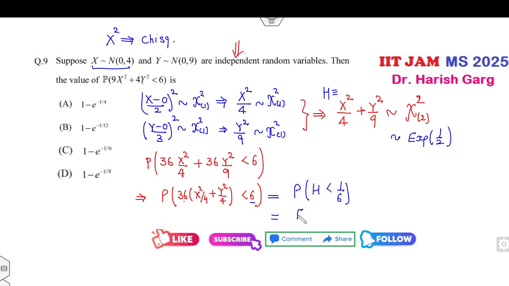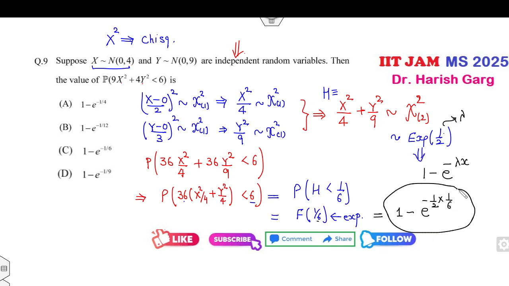This is basically the CDF at 1 by 6 of the exponential case. So what is the CDF of the exponential distribution? CDF of the exponential distribution is 1 minus e raised to power minus lambda x, where lambda is my half. So the answer is e to the power lambda is half, x is my 1 by 6. So that is the right answer of this problem. So B is my correct answer of this problem.